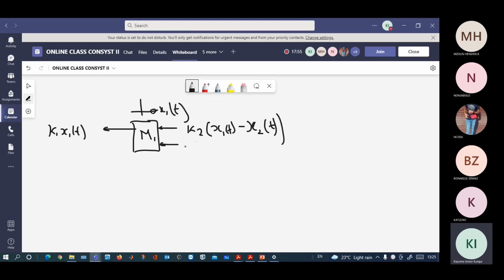So same thing for this FV. We'll have FV, open the bracket. So this is going to give us now x, this is going to be x1.